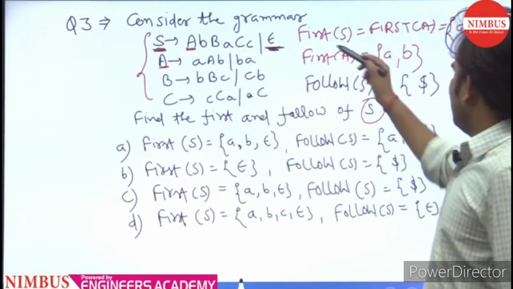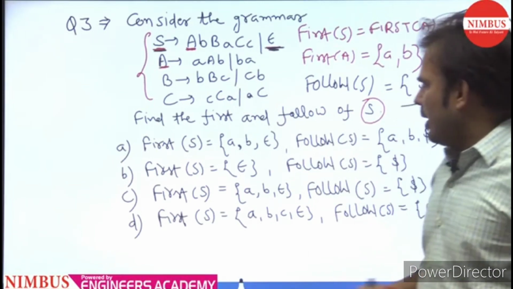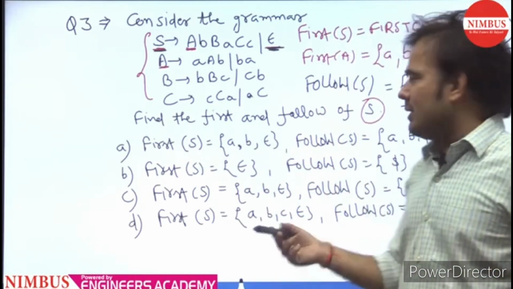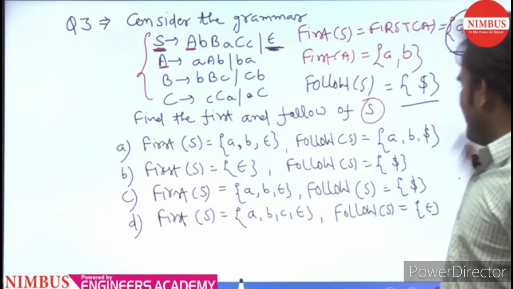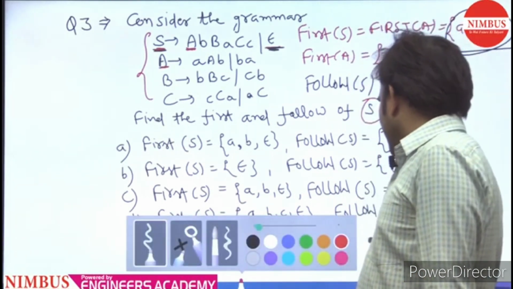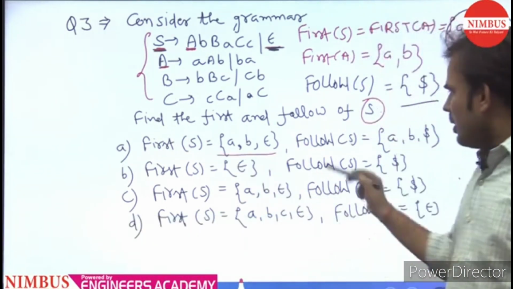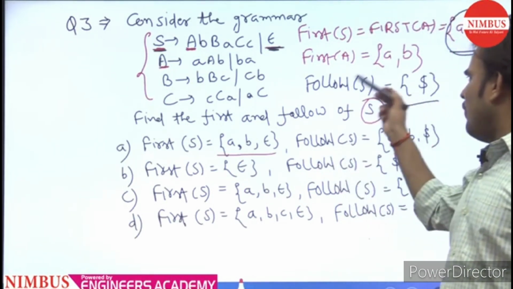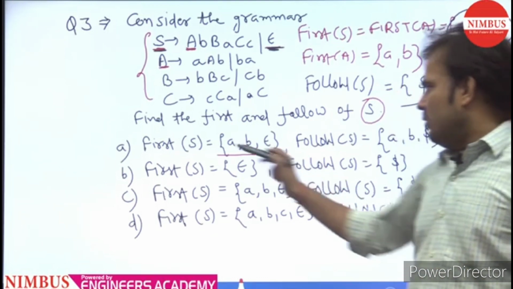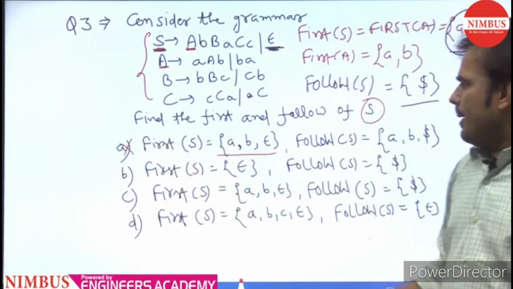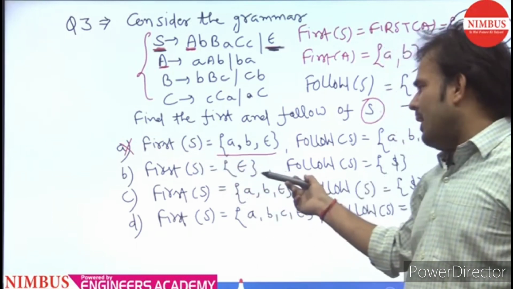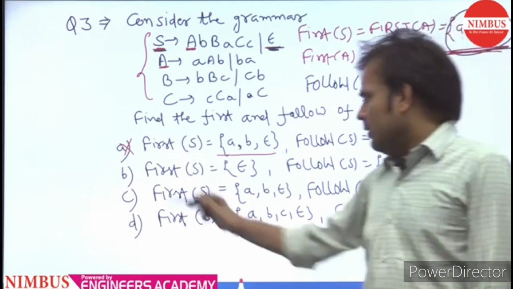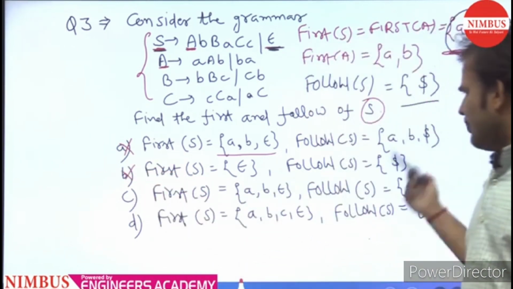Let's check the options. First of S is a comma b comma epsilon. Yes. But follow of S is not a comma b comma dollar, because follow of S is only dollar. So option A is wrong. In option B, first of S is only epsilon, but we have a comma b comma epsilon in the first of S, so no need to check further, it is a wrong option.